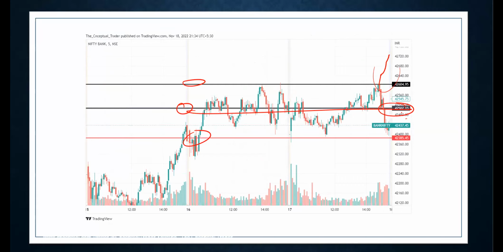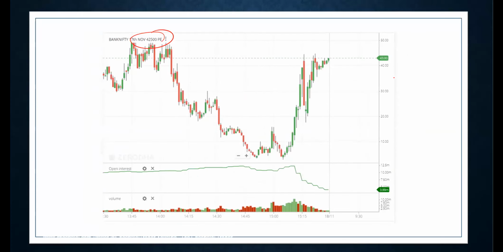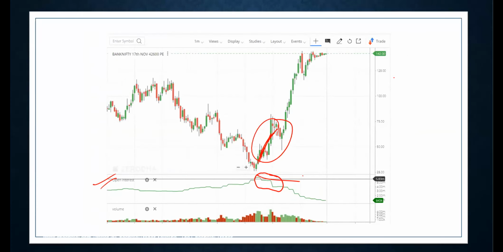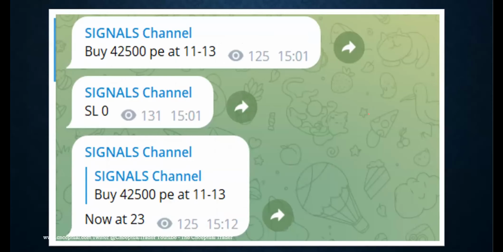They have to make the expiry happen at around this level, and for that, in the last half hour their weighted moving average will be calculated, which we have discussed already. So for that, they will have to touch 42,500 at least once, and they can close below that also. And for that reason, we went with this OTM option.